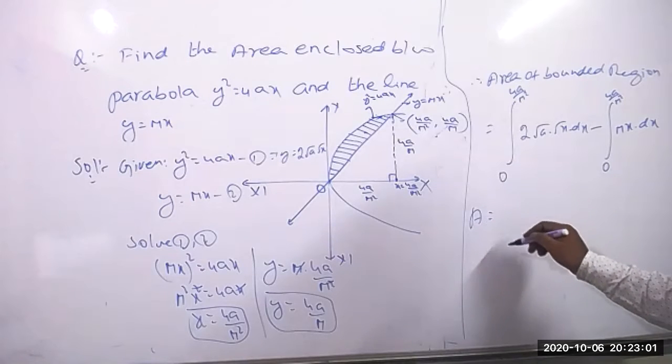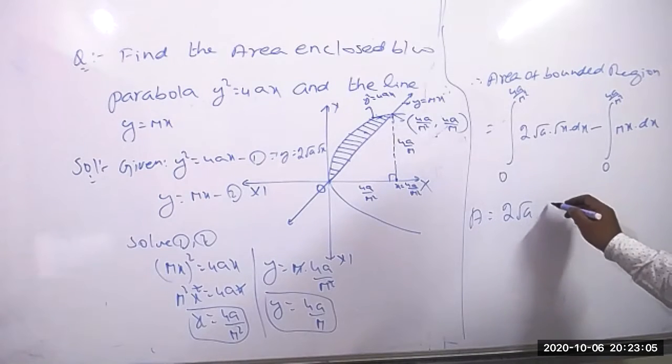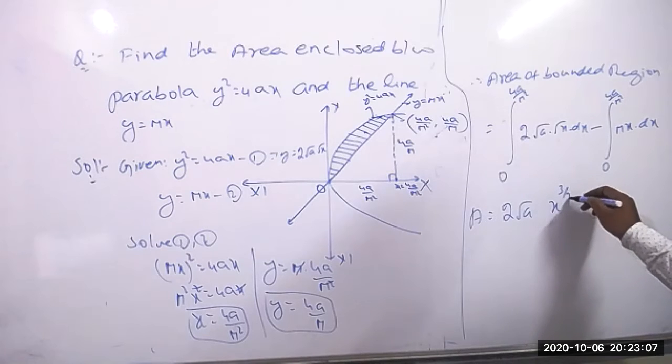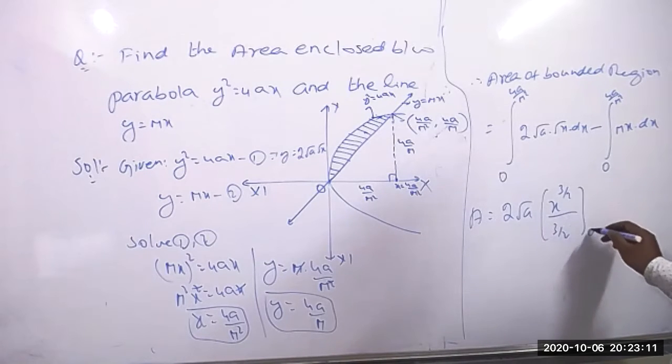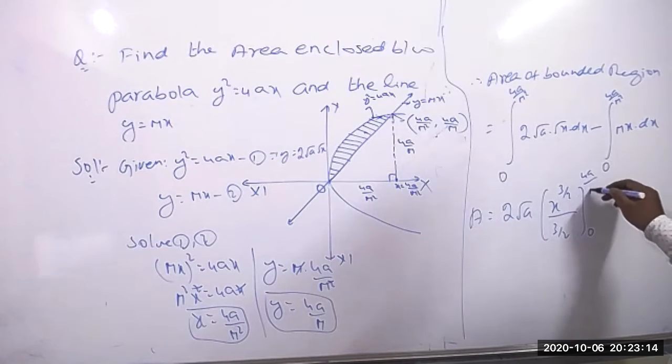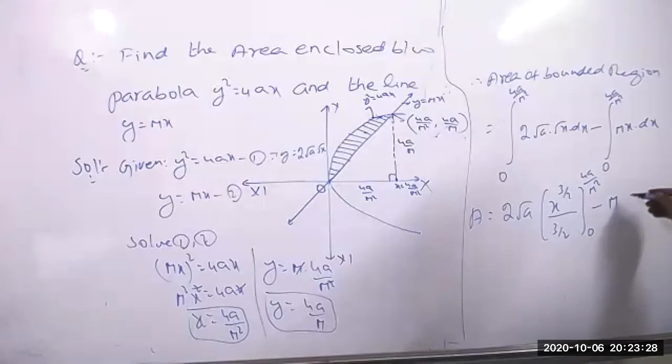So area equal to, anyhow 2 into root a is the constant value, take it outside. For root x you get x power 3 by 2 whole by 3 by 2, from 0 to 4a by m square, minus m, which is the constant value here. Is it possible to get the value of m here? Or take m directly, you can take m as the constant outside.